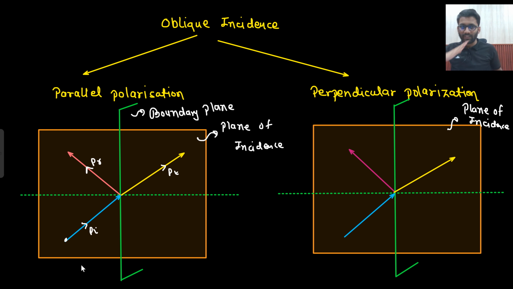Again I am telling, if my wave is propagating like this, then my electric field has to be perpendicular to the wave of propagation, right? So it could be here, or here, or coming towards you, or going into the plane. There are 4 perpendicular directions.